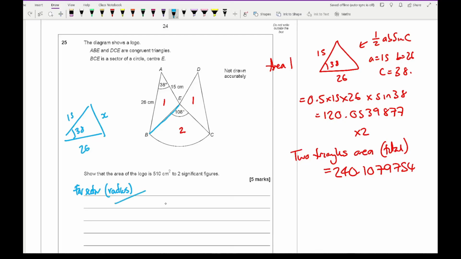So what I've then got is x squared equals 15 squared plus 26 squared minus 2 times 15 times 26 times cos of 38. And so x squared equals, and I'll just quickly type that into my calculator.